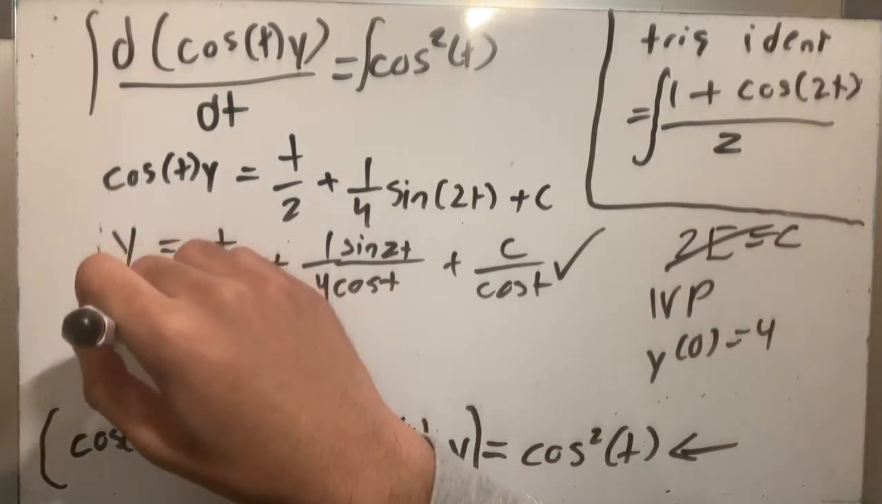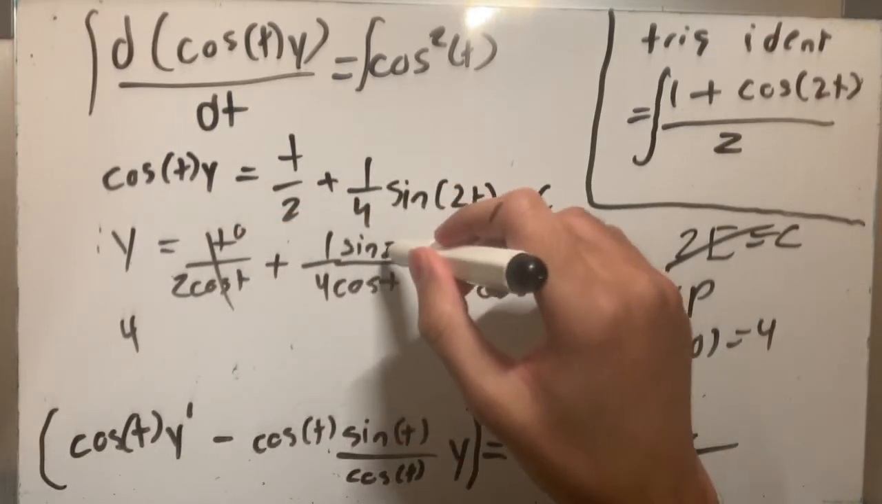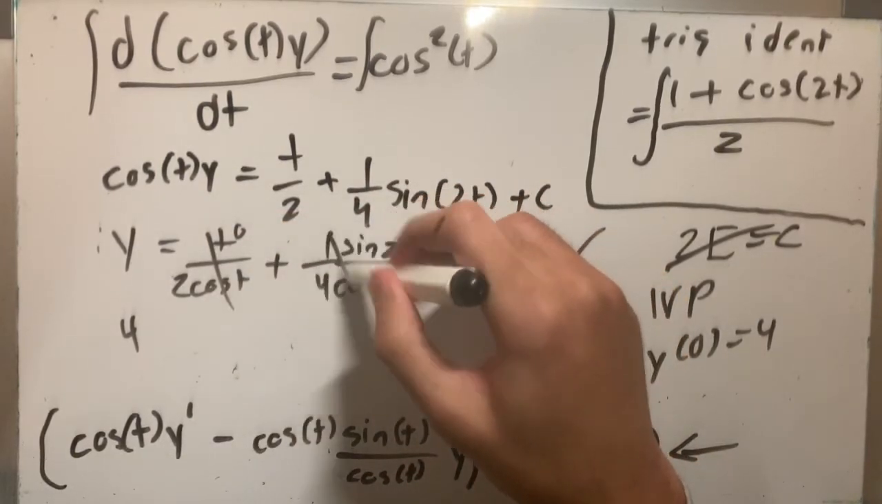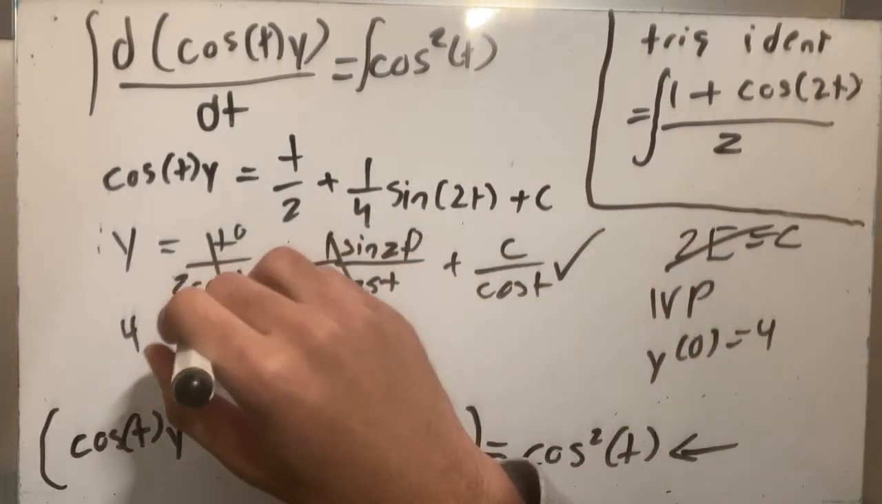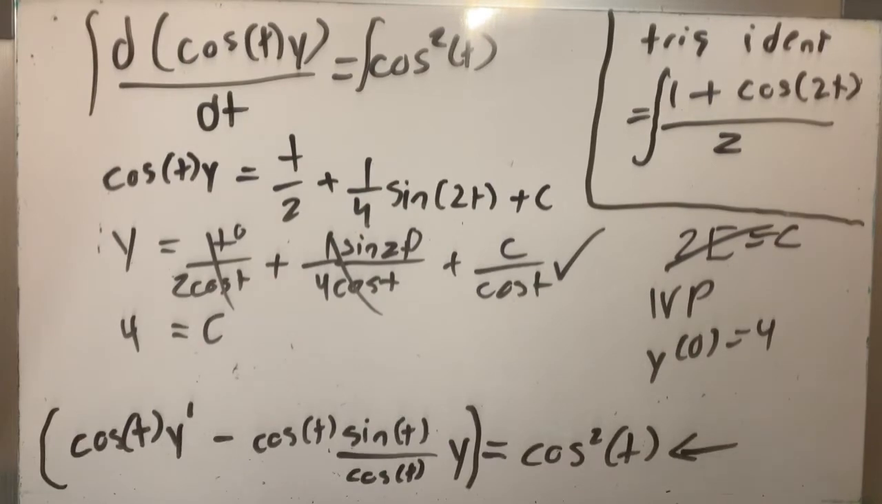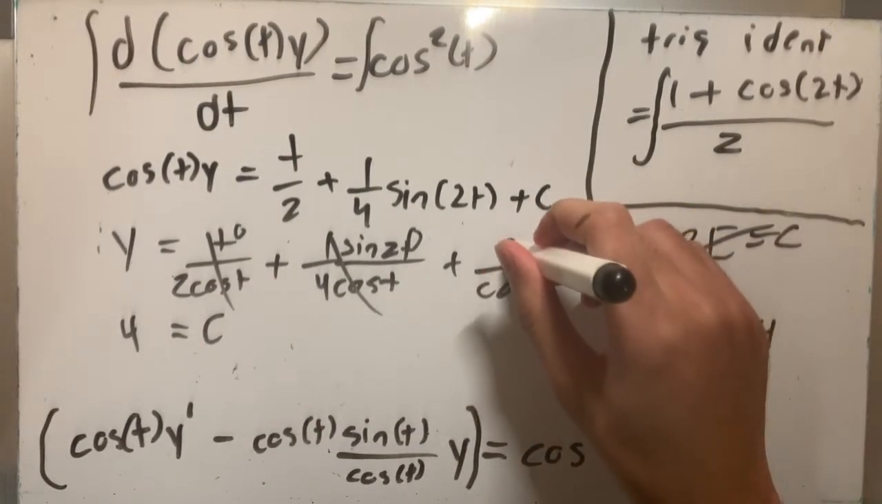So we know that y is equal to 4 when all t's are 0. We got a 0 here, this is 0. We got sine 2t, which is 0 again. And then we got cos 0, which is 1. So we know that 4 is equal to c. We can put that in, and we've solved our entire initial value problem.